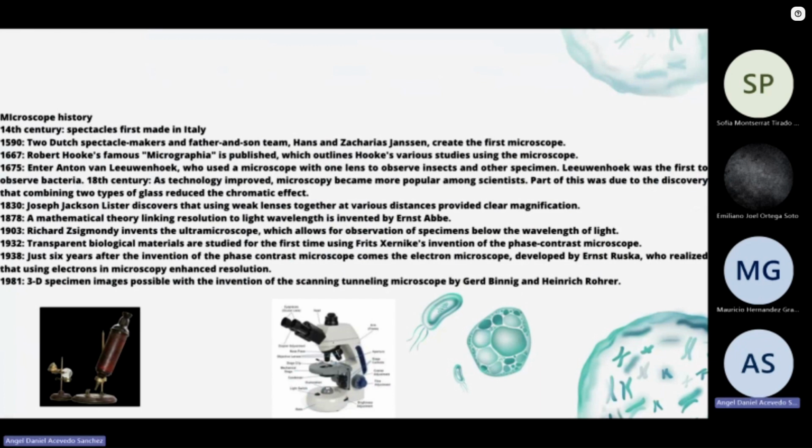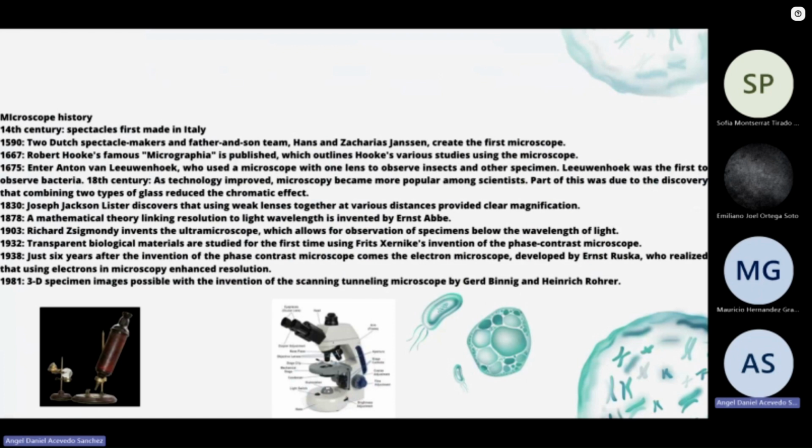In 1675, enter Anton van Leeuwenhoek, who used a microscope with one lens to observe insects and other specimens. Leeuwenhoek was the first to observe bacteria. In the 18th century, technically improved microscopes became more popular among scientists. Part of this was due to the discovery that combining two types of glass reduced the chromatic effect. In 1830, Joseph Jackson Lister discovered that using weak lenses together at various distances provided clear magnification.